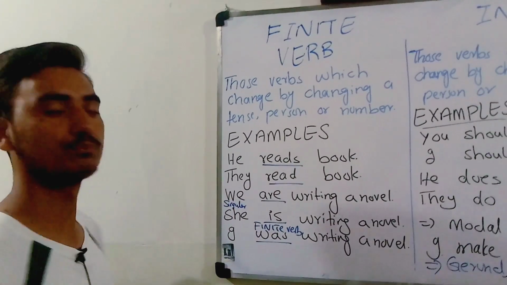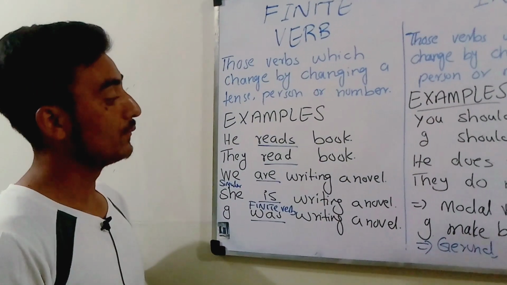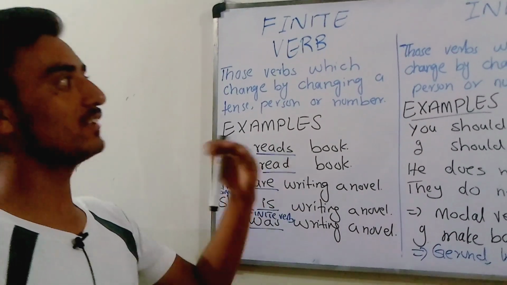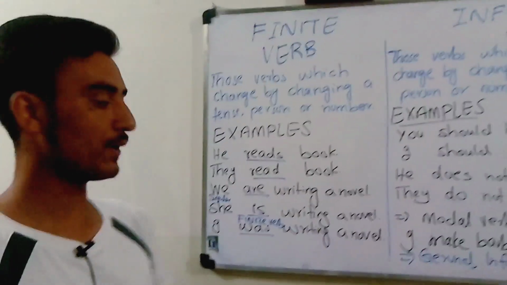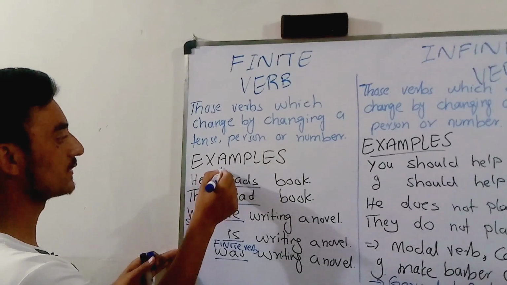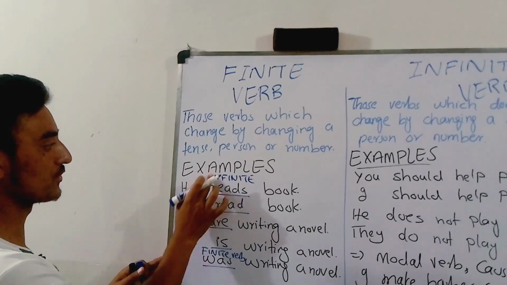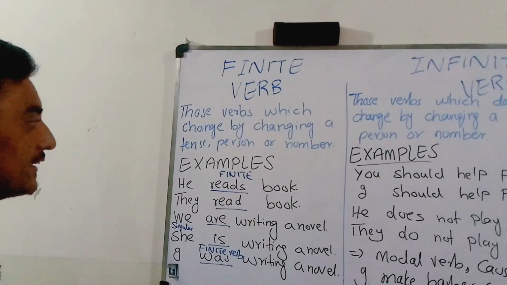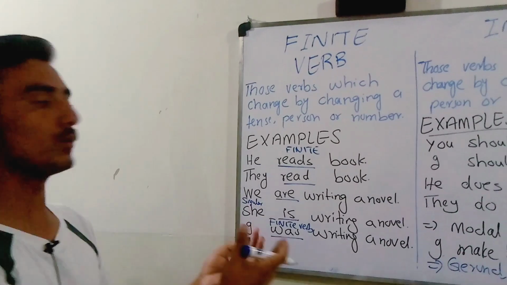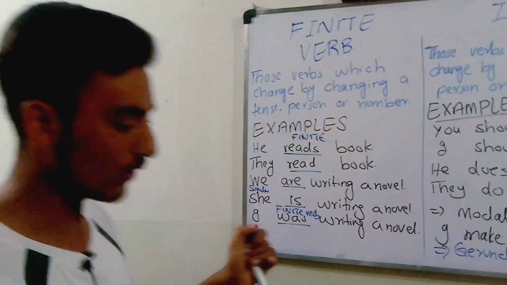Do we have any other verb in this sentence, like infinite or whatever it is? Obviously in this sentence we have infinite verb, but we will discuss infinite next. Sorry, this verb is finite. Obviously this is finite verb because it is continuously changing. These verbs are finite verbs. They are continuously changing by changing a person and tense.